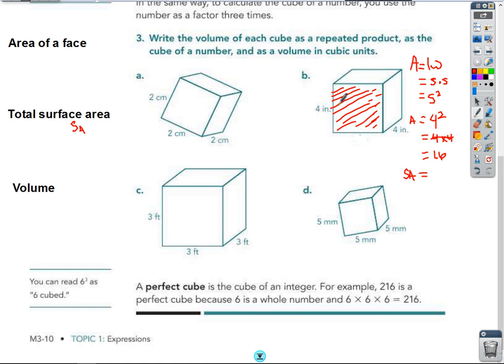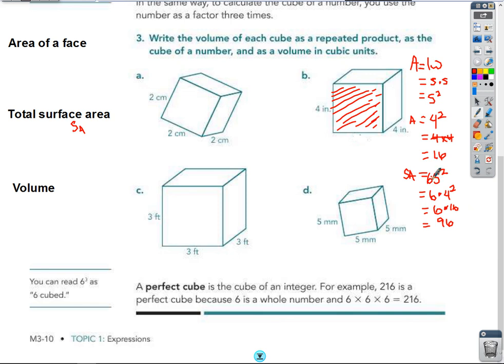If I know the area of this face is 16, and all of the other sides are also the same, and there are 6 sides altogether, then all I have to do to find the surface area is take the area of the square, which is s squared, and multiply it by 6. So 6 times s squared. In other words, this would be 6 times 4 squared, which is really just 6 times 16. 6 times 10 is 60, 6 times 6 is 36, so altogether that's 96.